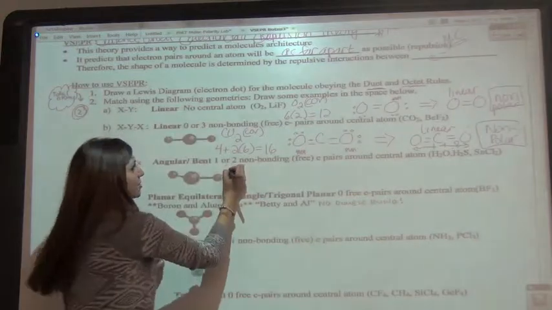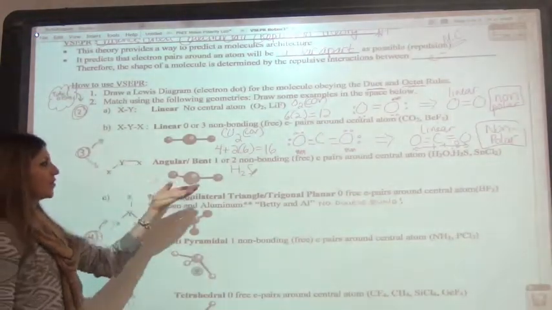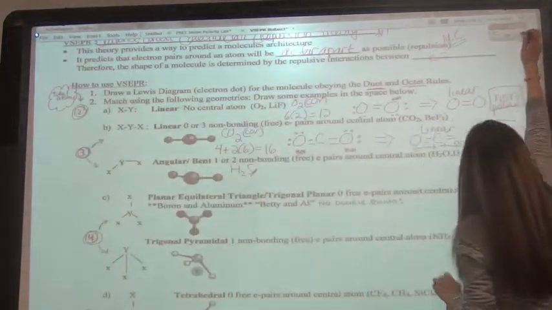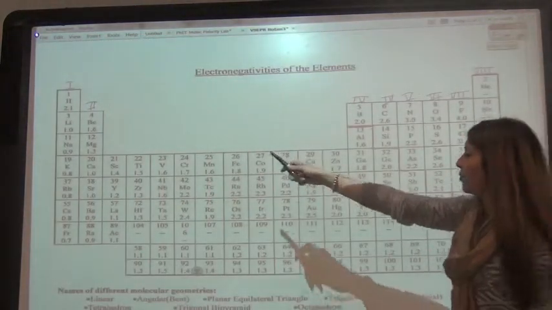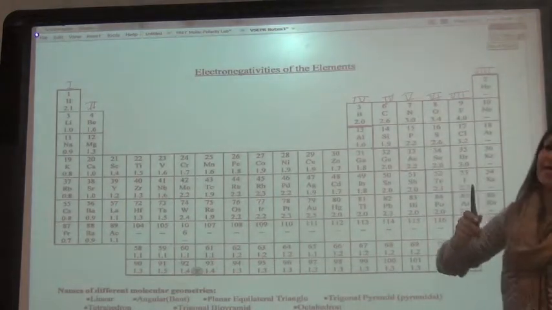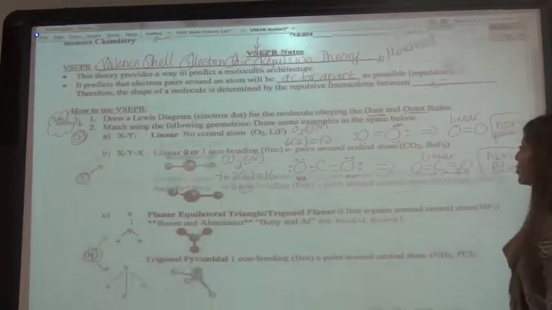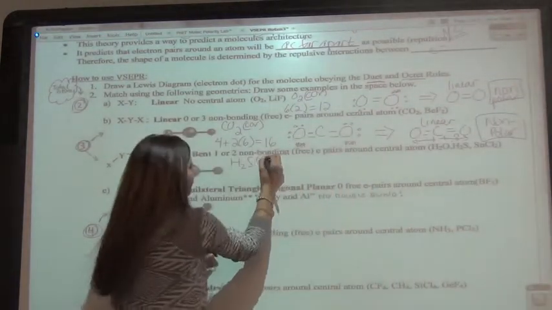Let's do H2S, because we've already done H2O, so let's do H2S. So again, first step is it covalent or is it ionic? So we just want to make sure it's not greater than 1.8. H is a 2.1, and S is a 2.6. So that's only a difference of 0.5. Okay, so we know that this one's going to be covalent.